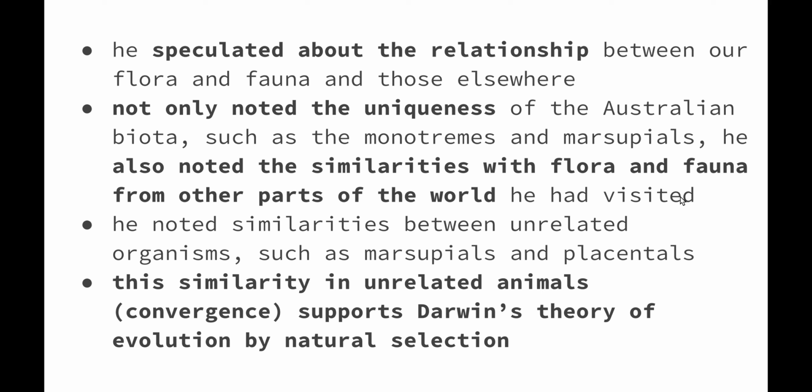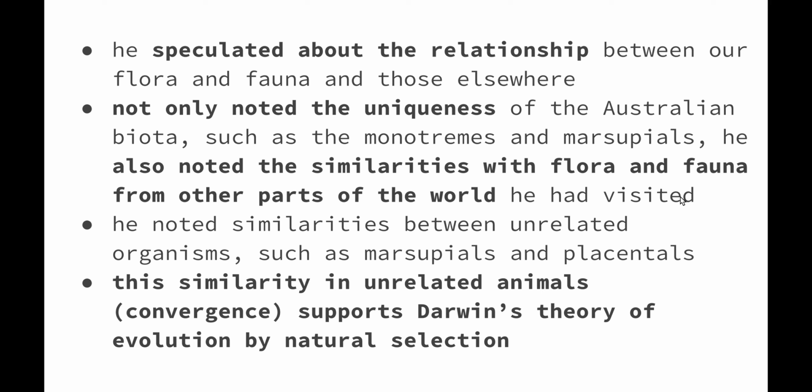In particular, he speculated about the relationship between our flora and fauna and those elsewhere. Darwin not only noted the uniqueness of the Australian biota, such as the monotremes and marsupials, he also noted the similarities with flora and fauna from other parts of the world he had visited. He noted similarities between unrelated organisms, such as marsupials and placentals from other parts of the world.